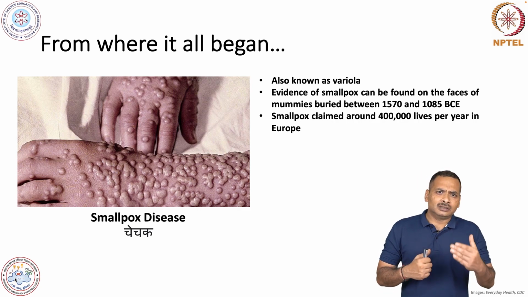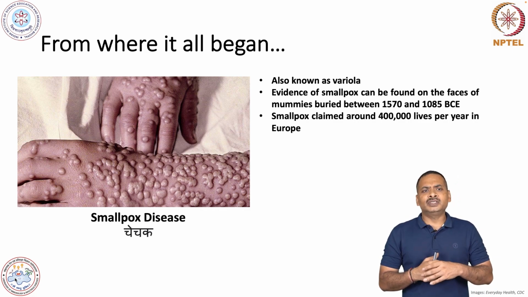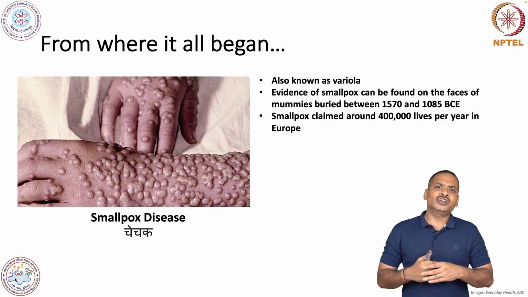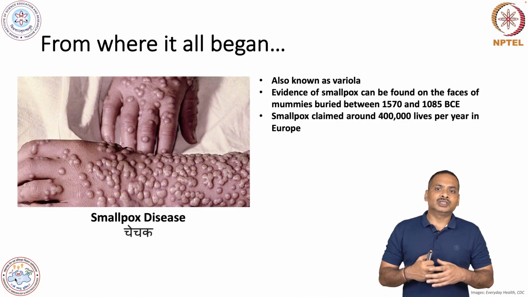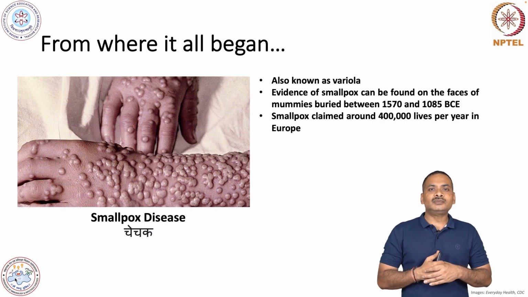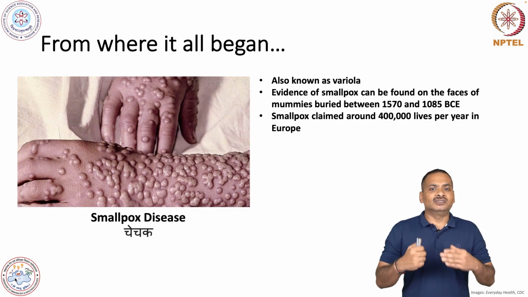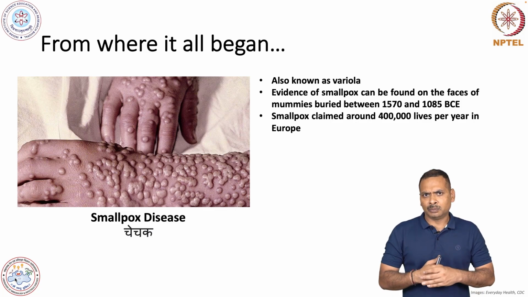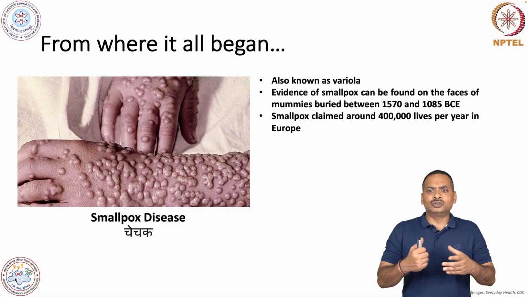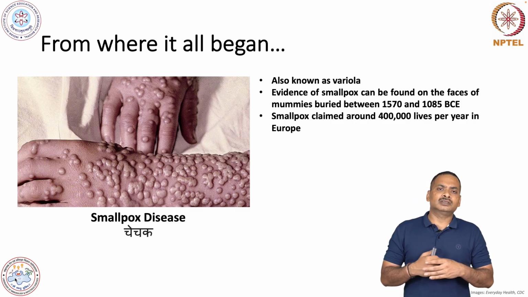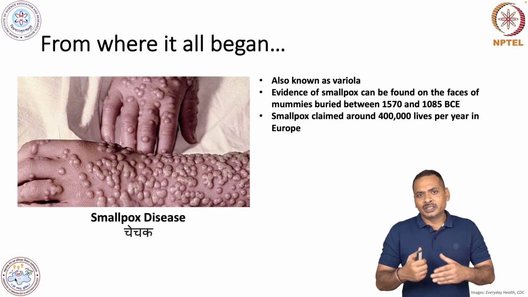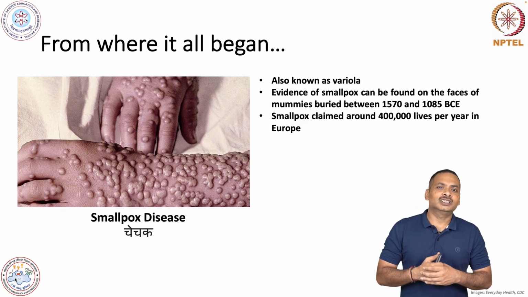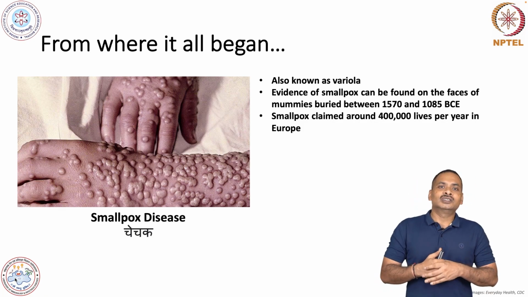So the evidence for this disease lies in the faces of mummies, buried between 1570 to 1085 BCE. At that time there was massive death from smallpox. About 4 lakh lives per year were lost in Europe. I will tell you more of the history of smallpox and how we overcame it.